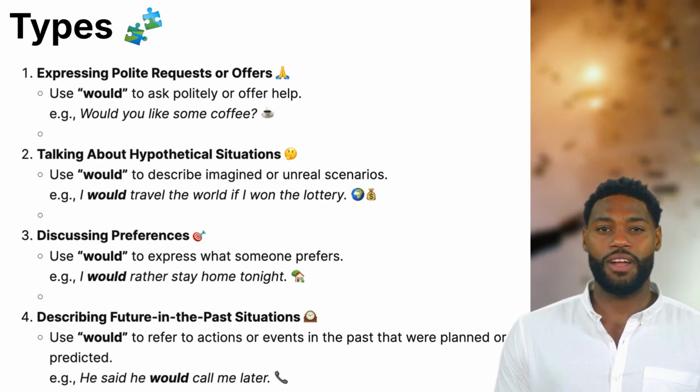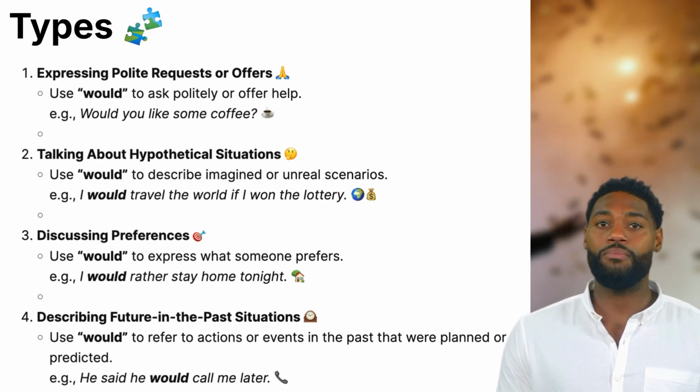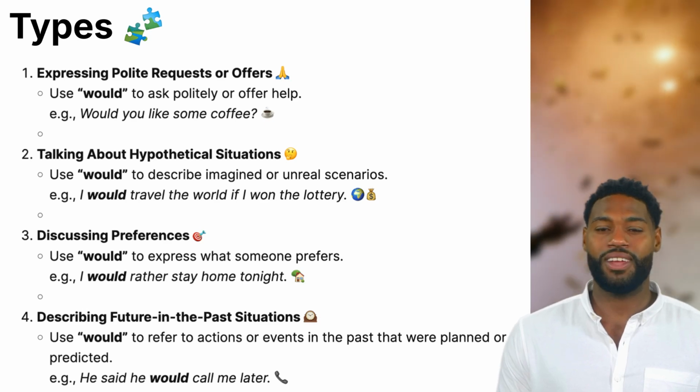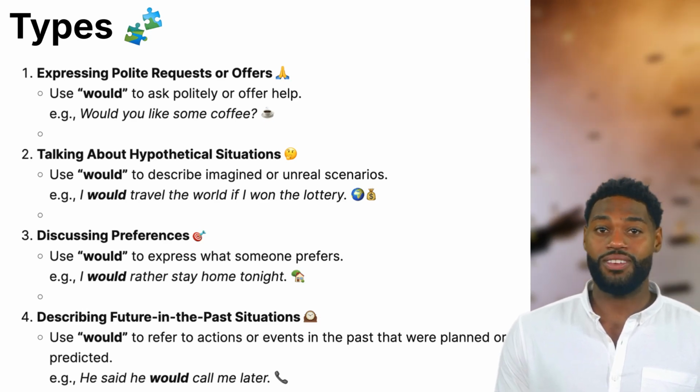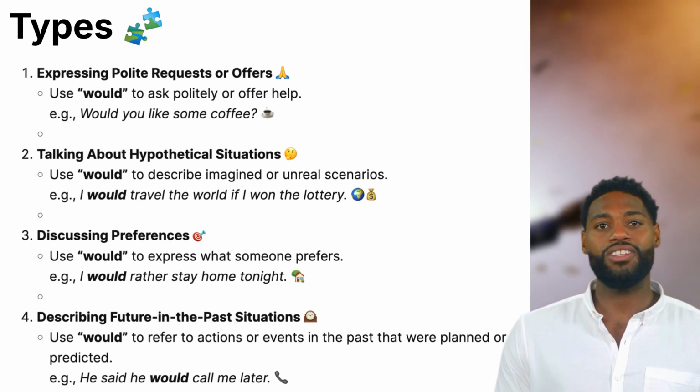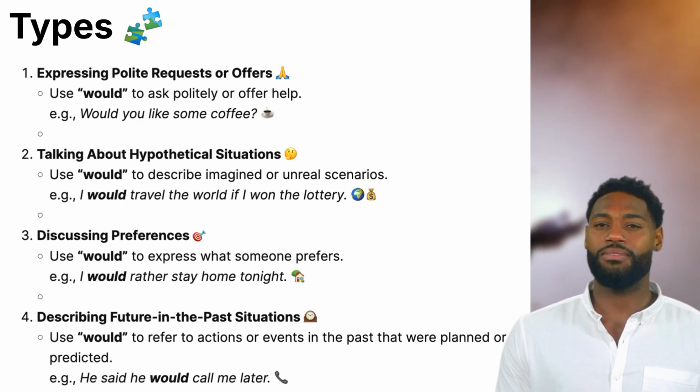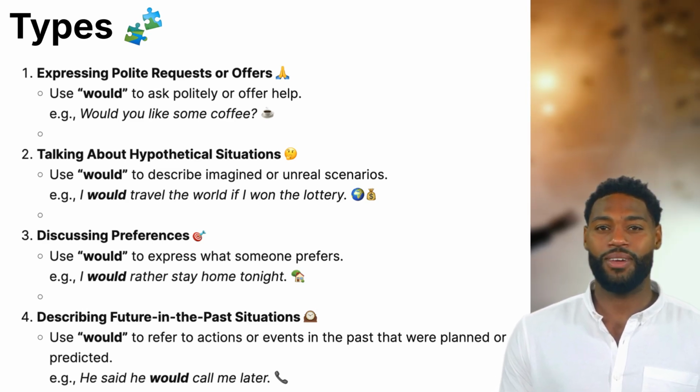3. Discussing preferences. Would rather is used to express personal choices or preferences. Example: I would rather stay home tonight. This means the speaker prefers staying home instead of going out. More examples: She would rather have tea than coffee. I'd rather take the bus than drive.